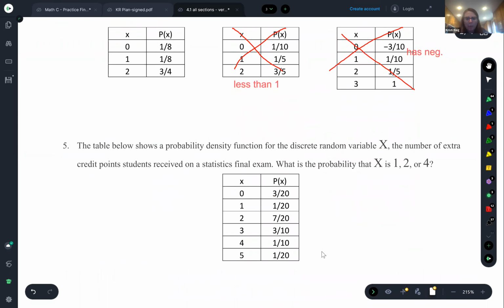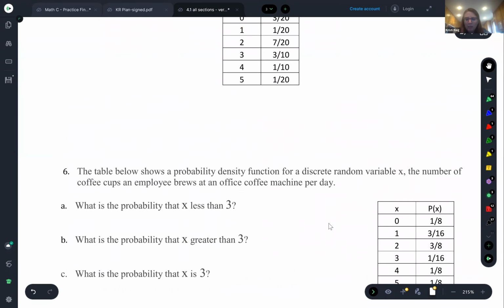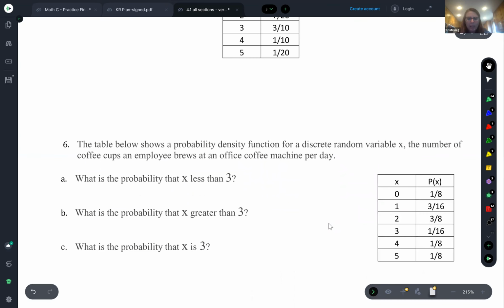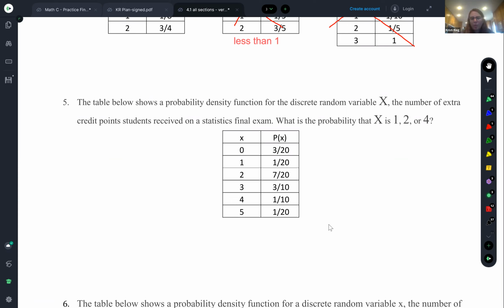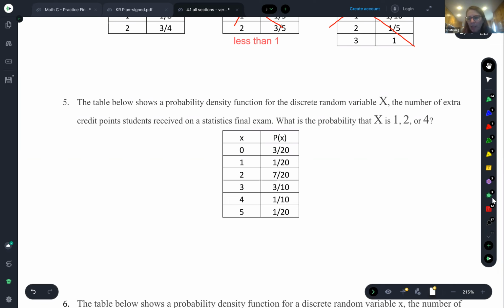Okay, not too terrible. The last thing, well, these last 2 are the same basic idea. This last concept I want to talk about before we go back to the dice problem is combining probabilities. And so here we have a list of all the probabilities for whatever this number of extra credit problems someone can receive.